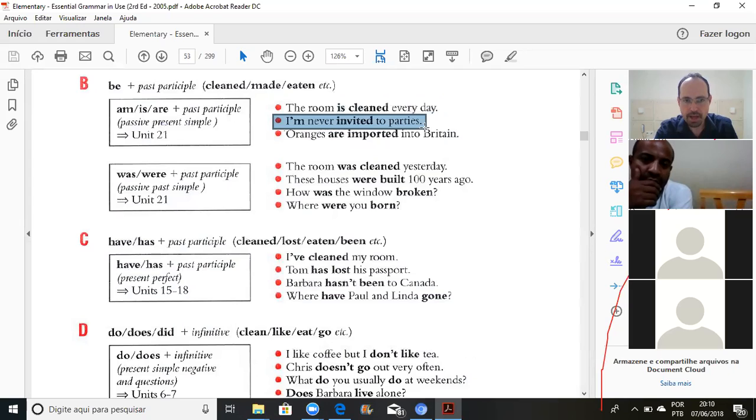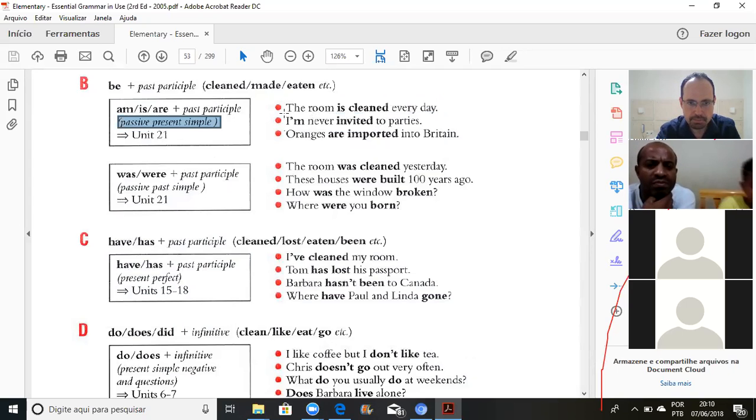The second sentence here, I am never invited to parties. I am never invited to parties. Okay? Here, the subject is I. And if I say that I am never invited, I am talking about passive present simple. Because I'm not the person who does the action. Okay? I am not doing the action. Somebody is inviting me to a party or not.